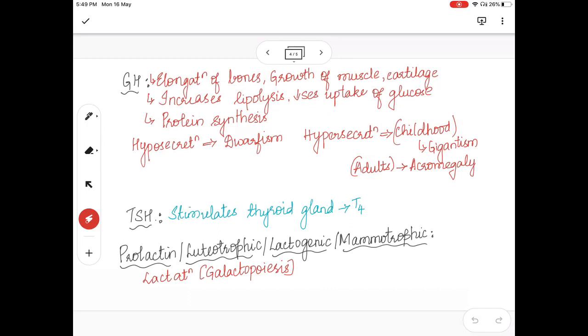Then coming to the diseases, if at all there is less secretion, so hence we call it as what? Hyposecretion. Due to deficiency of this growth hormone in childhood or adolescence, dwarfism condition will be seen. Similarly, if there is hypersecretion, that means excess secretion, when it comes to childhood, gigantism will be seen. That means the person will be very long and the height of the person will keep on increasing very much. Then, if at all there is hypersecretion when it comes to adulthood stage, then the condition will be called as what? Acromegaly. Childhood, adulthood.